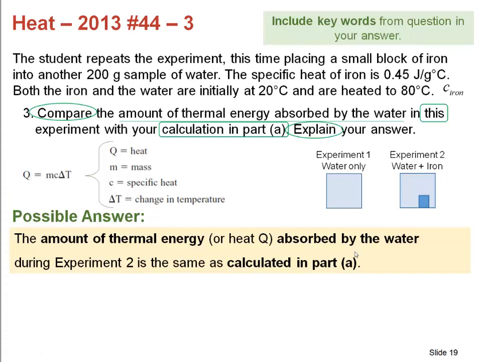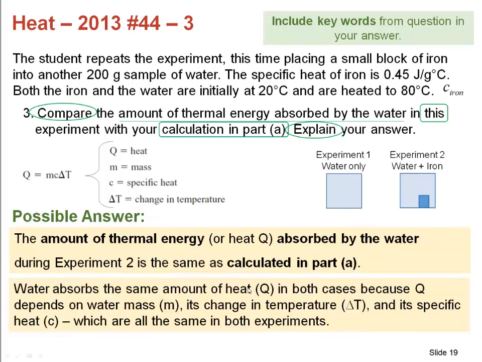Now let's explain that answer. Water absorbs the same amount of heat, Q, in both cases because Q depends on the water mass, its change in temperature, and its specific heat, which are all the same in both experiments. Obviously, more energy is going to be absorbed in total by the system because there's also an iron block being heated, but they're not asking about that. They're just asking about the water heat absorbed.